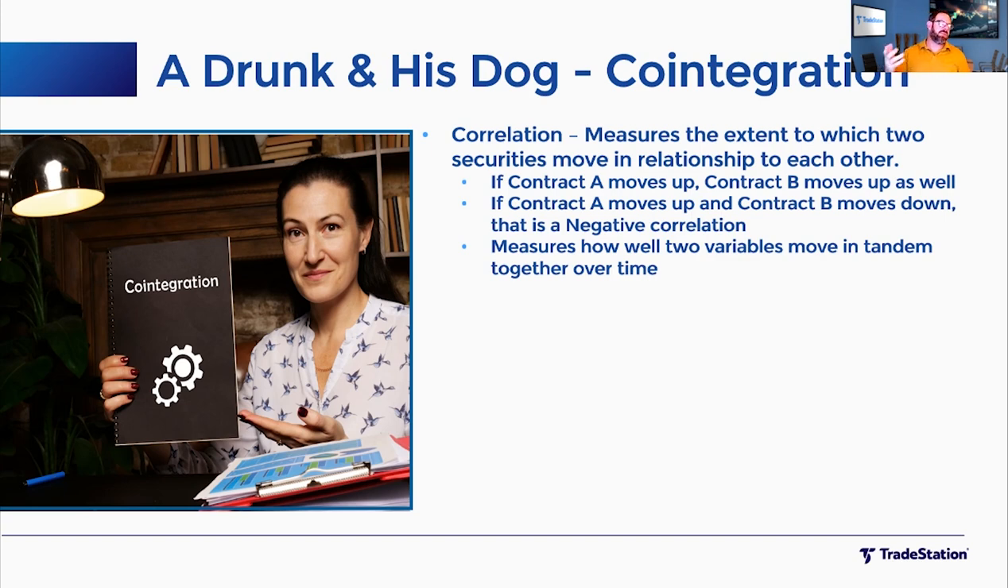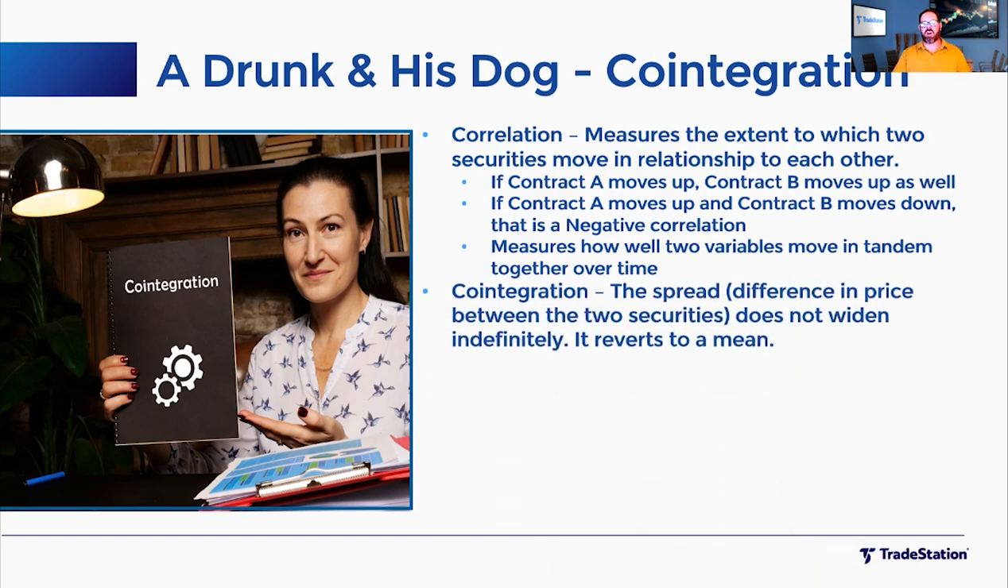That would be the NASDAQ versus the bonds, 10-year bonds. Typically, they try to move opposite of each other because one is risk on, trading the stock market. The other is risk off, trading the bonds. So basically, correlation measures how two variables move in relationship to each other in tandem. So co-integration is basically what we're trading. It's the spread. And what happens is it doesn't widen indefinitely. It doesn't go apart forever.